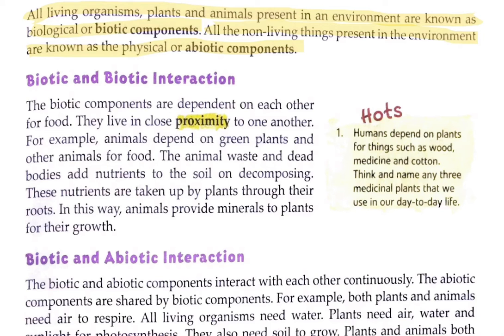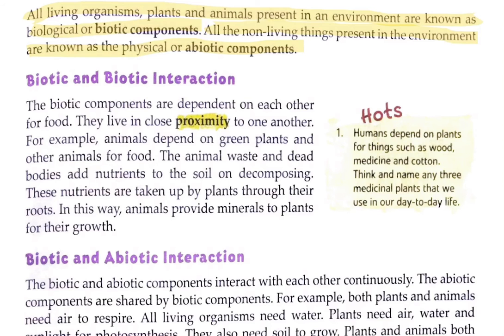Now let us read about the biotic as well as the abiotic interaction. The biotic components are dependent on each other for food. They are living in close relationship to one another. For example, animals are dependent on green plants as well as other animals for food. The animal waste as well as the dead bodies add nutrition to the soil by decomposing. These nutrients are taken up by plants through their roots. In this way, animals are providing minerals to the plant for growth. So this is the relationship between a particular plant and an animal.